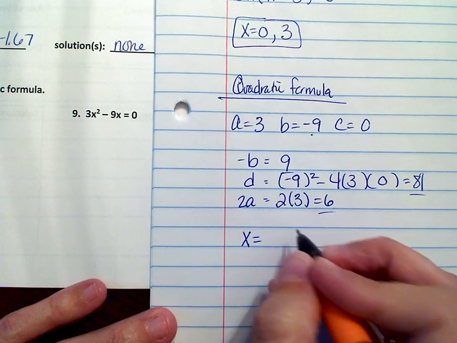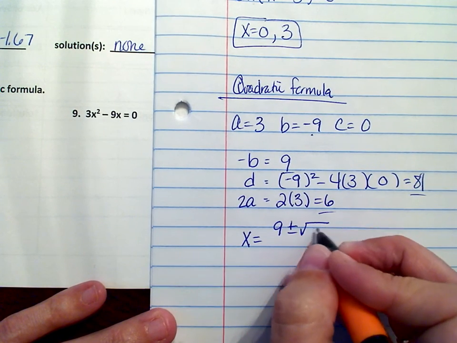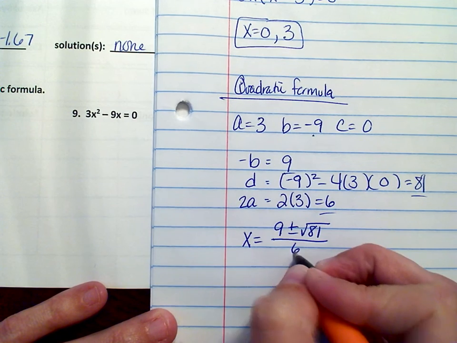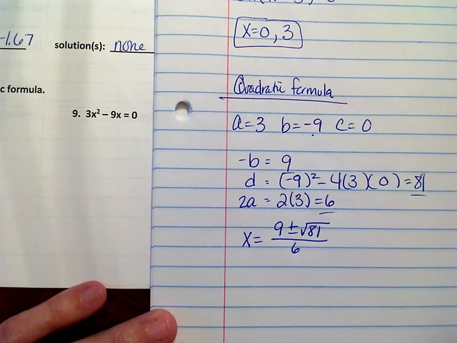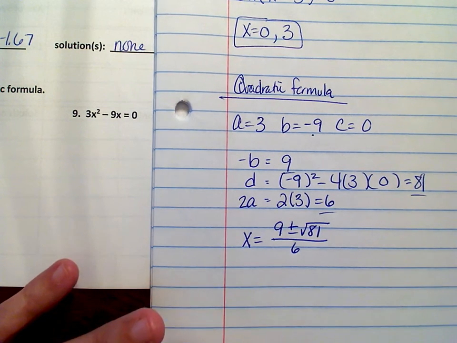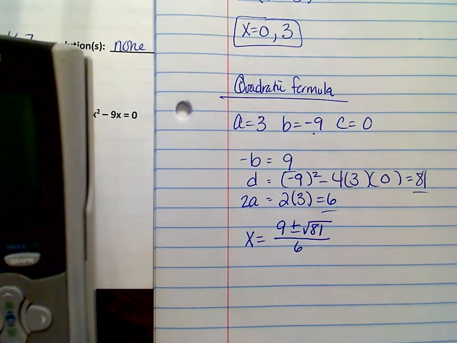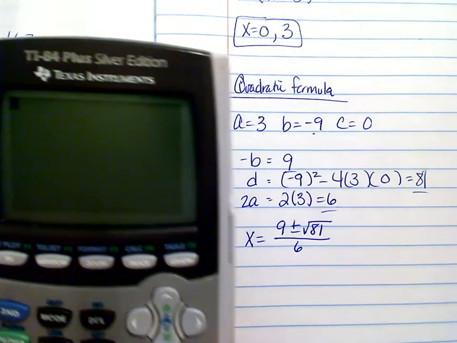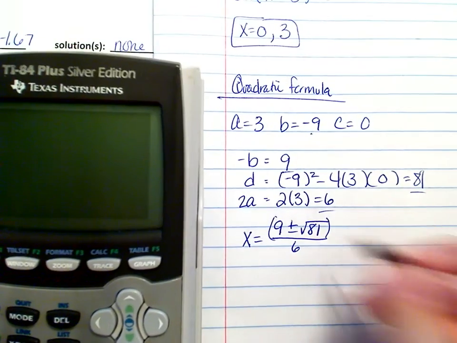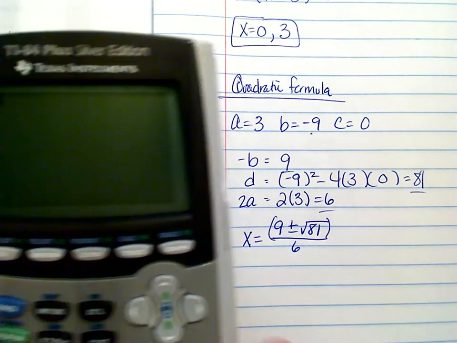So x equals 9 plus or minus the square root of 81 over 6. And again, 81 is a perfect square, so if you could go ahead and just replace that with a 9 if you knew that. Or you can just type it in your calculator now. Remember, we got to put parentheses around the numerator.